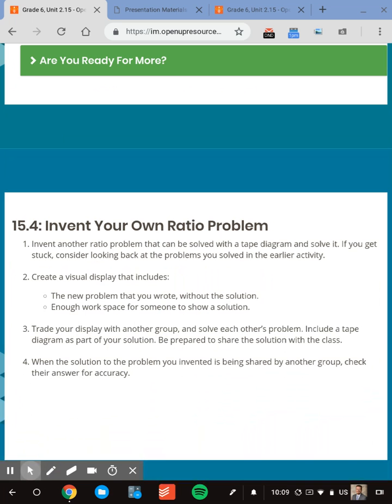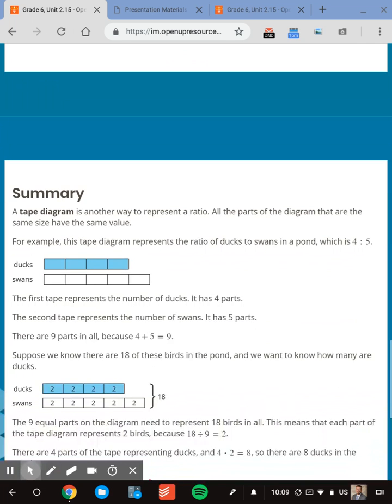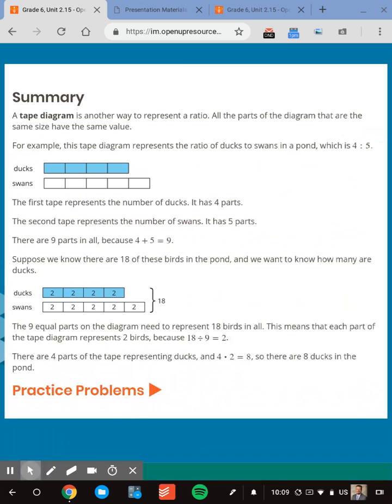Activity 4 is optional. I can't imagine you will have time for it, but if you do, fantastic. Students will invent their own ratio problem. I think the summary also does a good job of showing what goes on in these tape diagrams: ducks to swans is 4 to 5, and altogether that means here we have 9 animals in the pond. If we're looking for this 18, that's just double the total, which means each one of these doubles, which is why there's the 2 in each box. I think that's a good summary to pull together this tape diagram idea and let students use it when they are doing part-whole work as well.